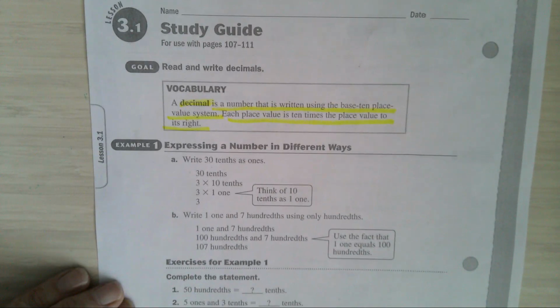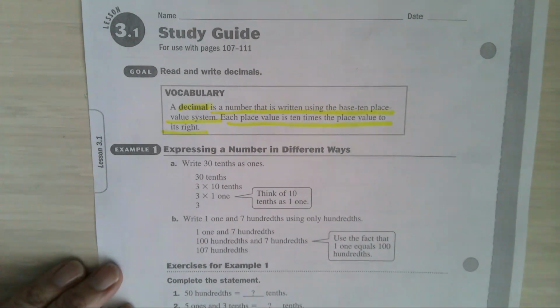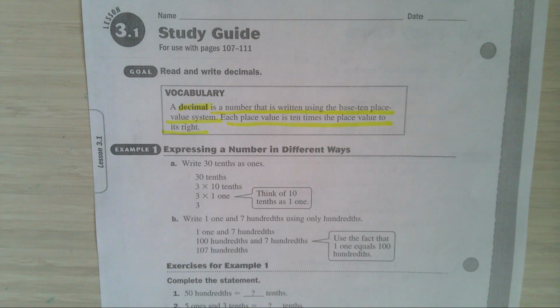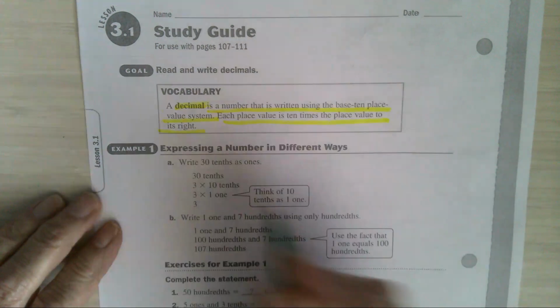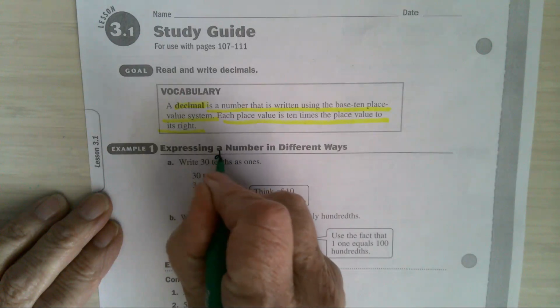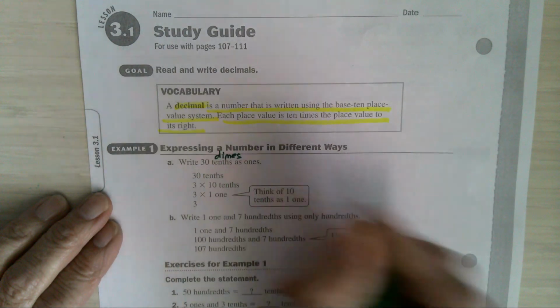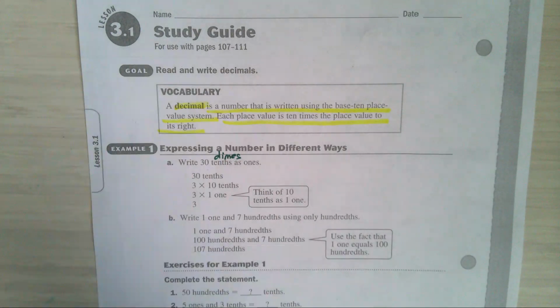So now let's go on and look at example 1. Expressing a number in different ways. This is easiest if you think about it in terms of money. Write 30 tenths as ones. When you think of tenths, just think of dimes. How many dollars do you have if you have 30 dimes? 30 dimes would equal how many dollars? Dollars would be in the ones place. How many dimes does it take to make $1?